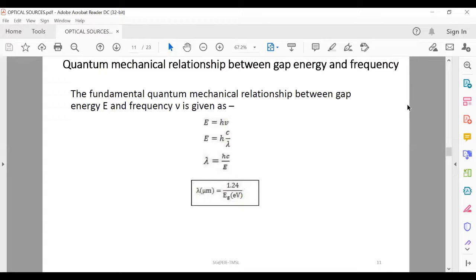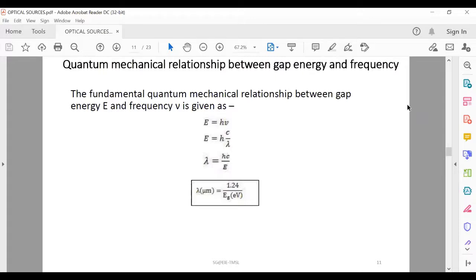Which type of materials can be used to make this? Like aluminum, gallium, indium, or arsenide materials. So this type of material can be used.